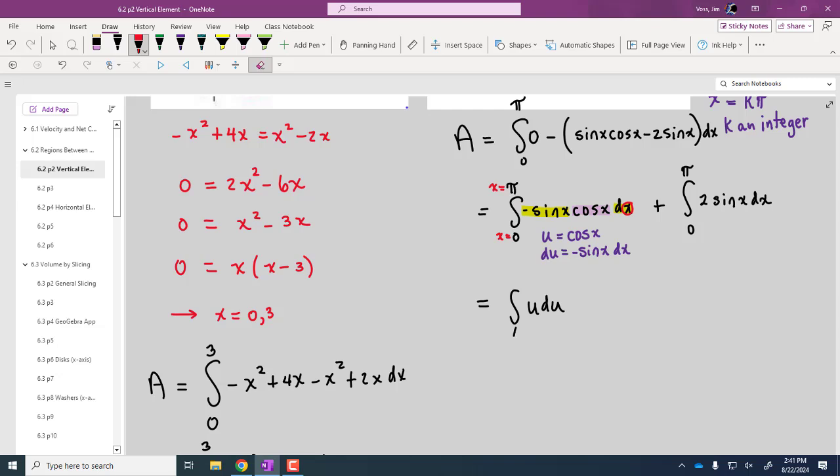Same thing for the upper limit. We plug in a pi right there. Cosine of pi, we go to the unit circle. Pi is over here. The x value is negative 1. So that's going to be a negative 1 up here.